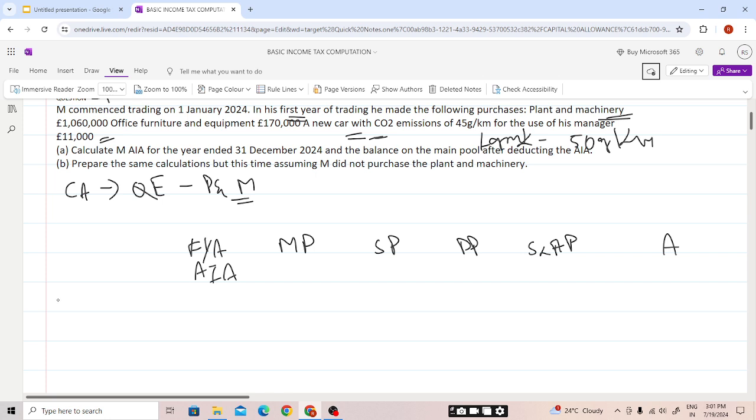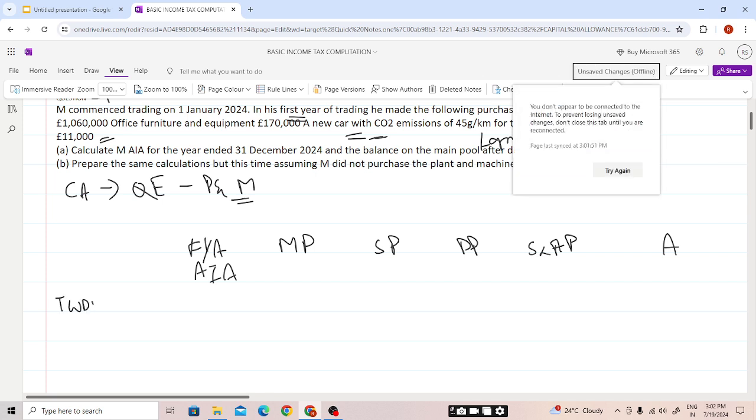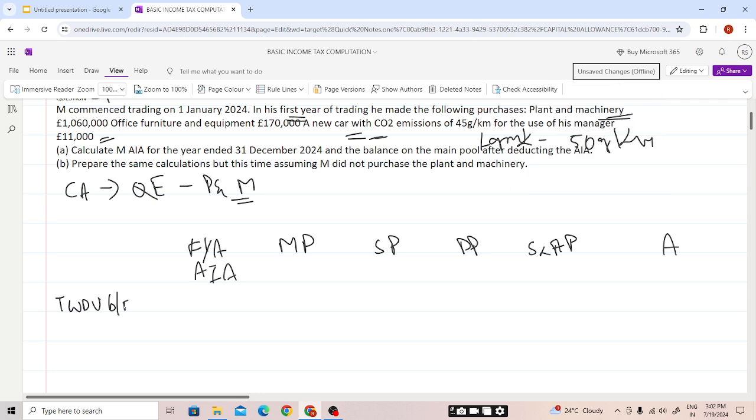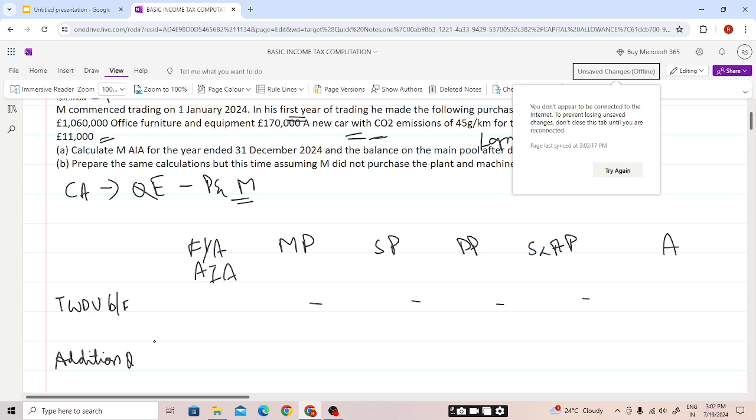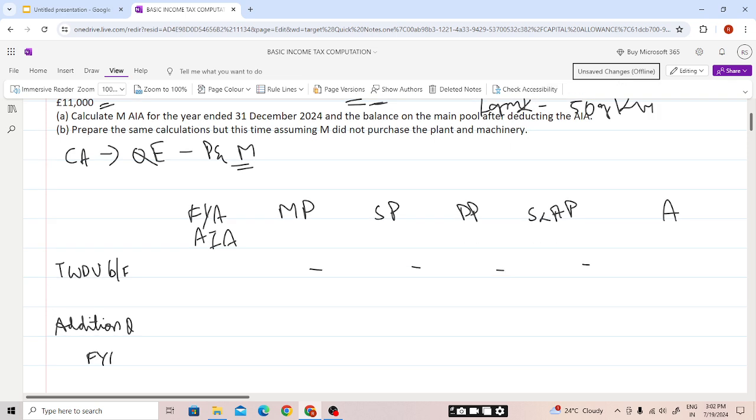So the tax written down value brought forward will be different for each asset, each pool, students. You need to see it. Now, as we are starting this year, we do not have any value brought forward. Additions qualifying for FIA and AIA, we do not have anything.